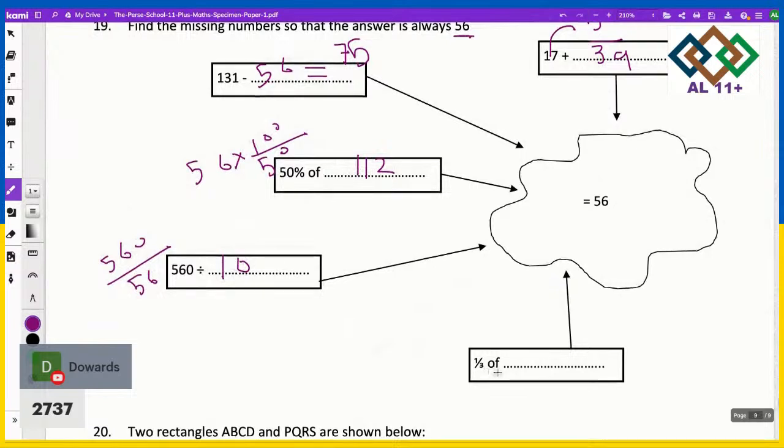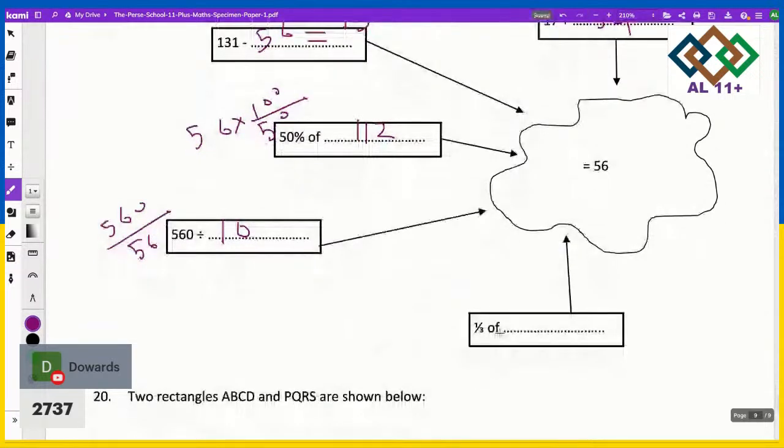And the last one, 1/3 of something. You'll just do 56 multiplied by 3. That gives you guys 168. So this one was quite easy. It was not hard. And now we are on the last question of this private school paper. Let's do the last one now.